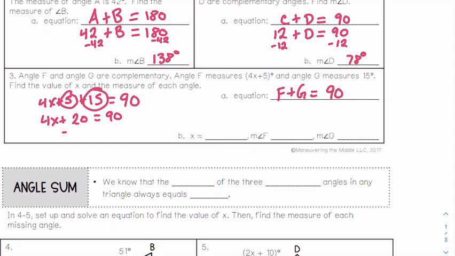So I'm going to subtract 20 from both sides, and I get 4x equals 70. My second step is always multiply or divide. So we're going to finish this off by dividing both sides by 4. And I get x equals 17.5.